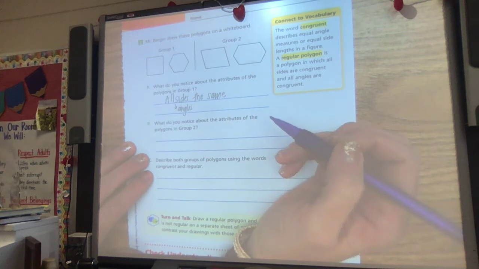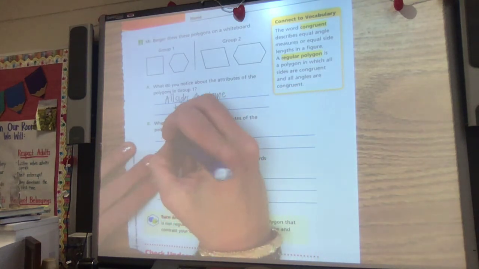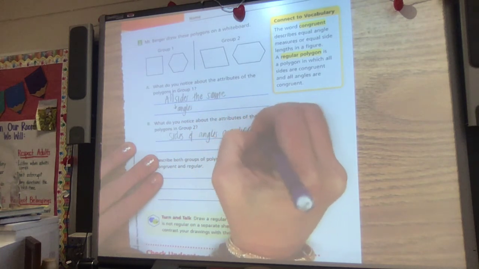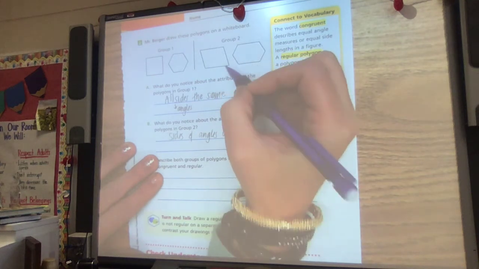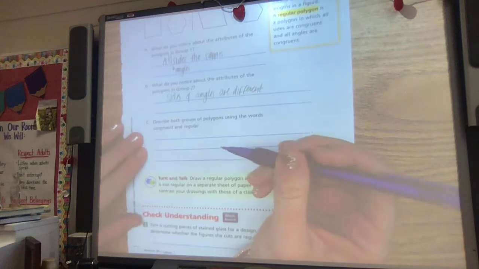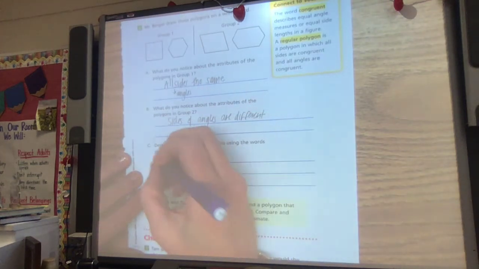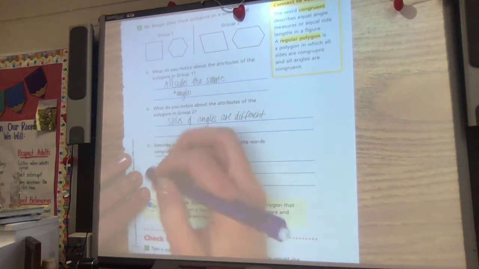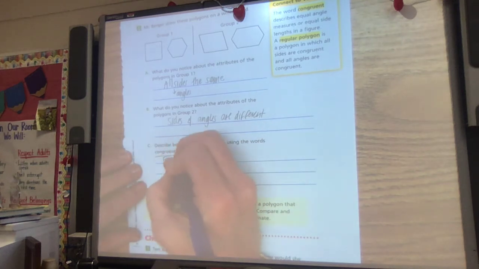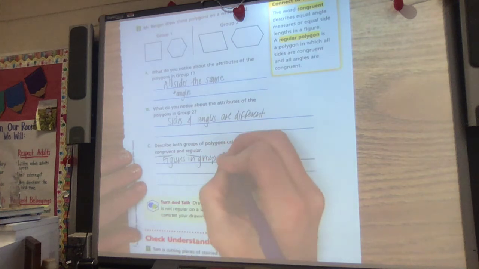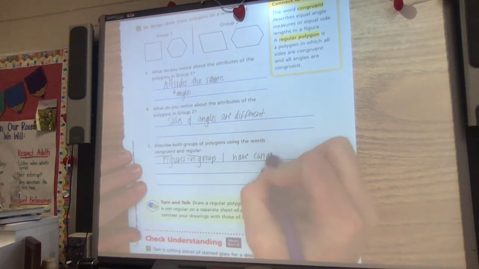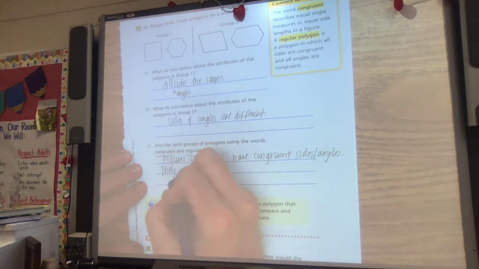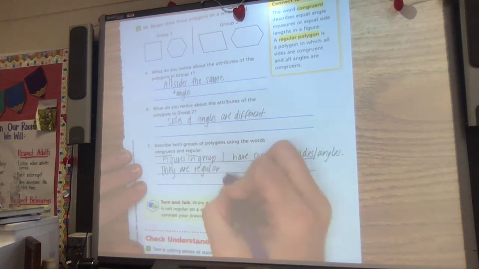What do we notice about group 2? I'm noticing that sides and angles are different. This is obtuse, this is acute. Same over there. Describe both groups of polygons using the words congruent and regular. So something you would say is figures in group 1 have congruent sides and angles. They are regular polygons.